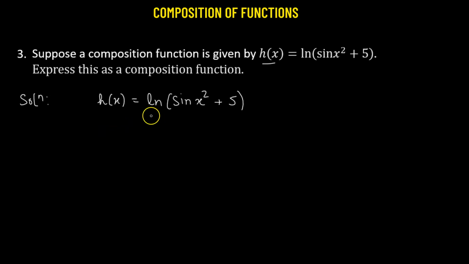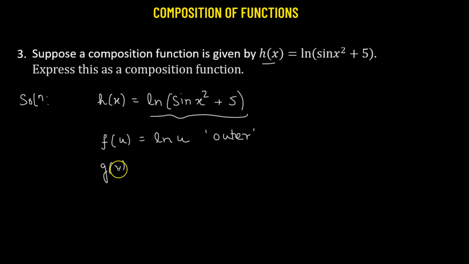Let's call the outermost function, which is the logarithmic function, f of some variable u. Then this becomes natural log of u. So this is the outermost function. Then we come to the middle part, which will be sine x squared plus 5, but we are going to represent it with g of, let's say, the variable v. So this will become sine v plus 5, because there are 3 components here.